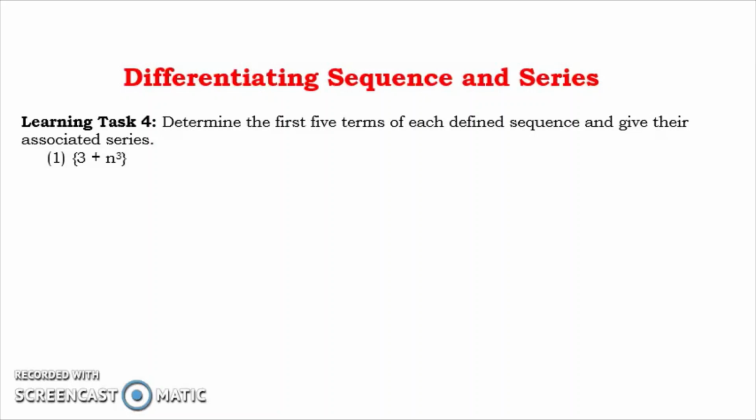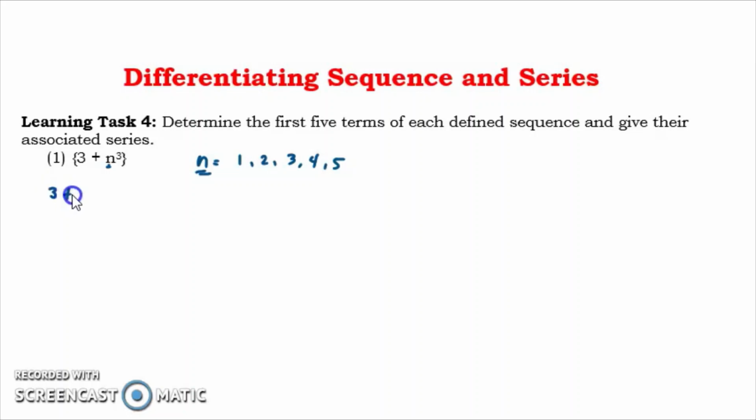Okay, kagaya ng sinabi ko kanina, we have to determine the first 5 terms of each defined sequence. So, yung n natin, 5 yan. So, we have n equals 1, 2, 3, 4, 5. Unang 5 ang isa-solve natin. So, yung n natin dito, papalitan natin ng bawat isa dito. Okay, so let's start ha.